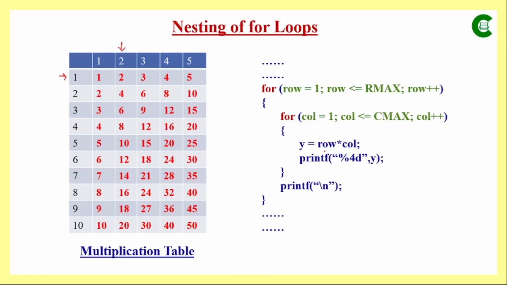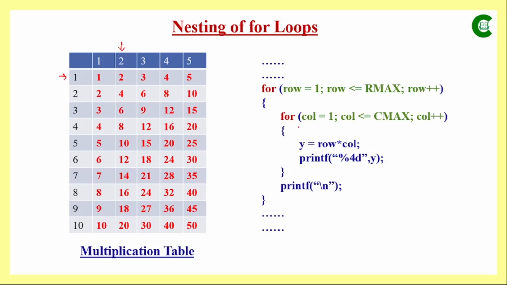So now row is 1 and column is 2. Those two values will be multiplied and that will be saved in the output variable, and that value will be 2, and accordingly it will be printed. And again the control will go back to the inner for statement. This time the value of col will be 3, then it will be 4, then it will be 5. 5 is still equal to 5, so that will be repeated, the execution of body of that inner for loop.